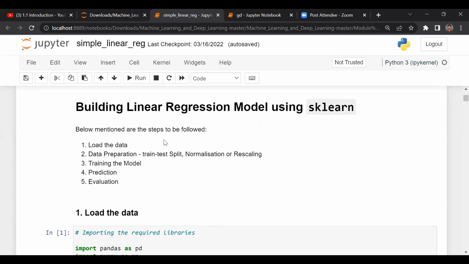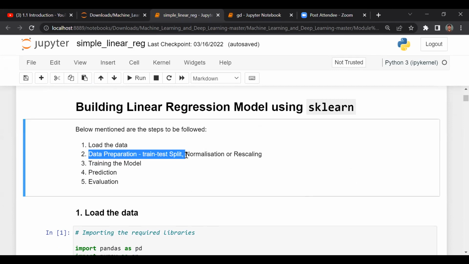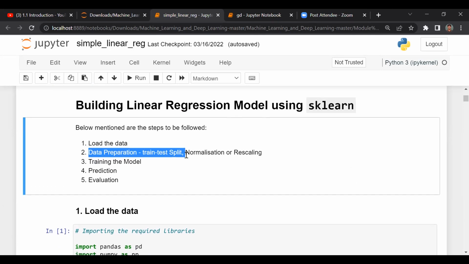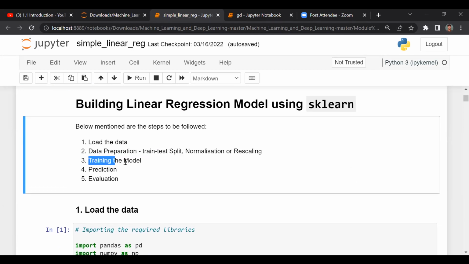Load the data. First, you have to load the data. Then you have to do data preparation, where you do train, test, split. You divide your data set into 2 parts, the training set and the test set. You use the training set to build the model. You use the test set to evaluate how good your model is. And then you train the model using linear regression. You make predictions. And then you evaluate it. These are the 5 steps.